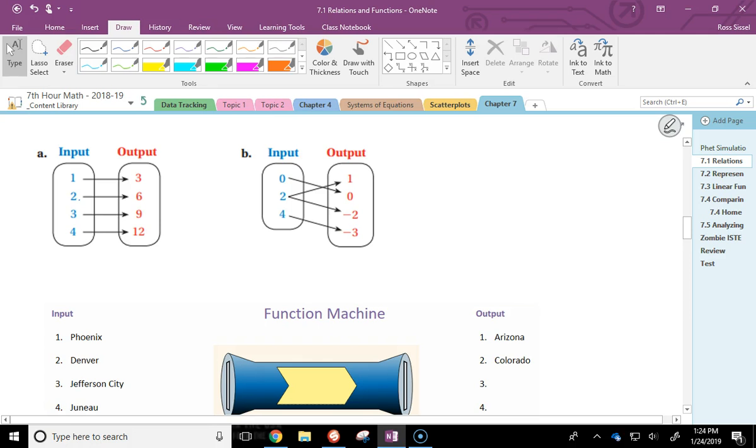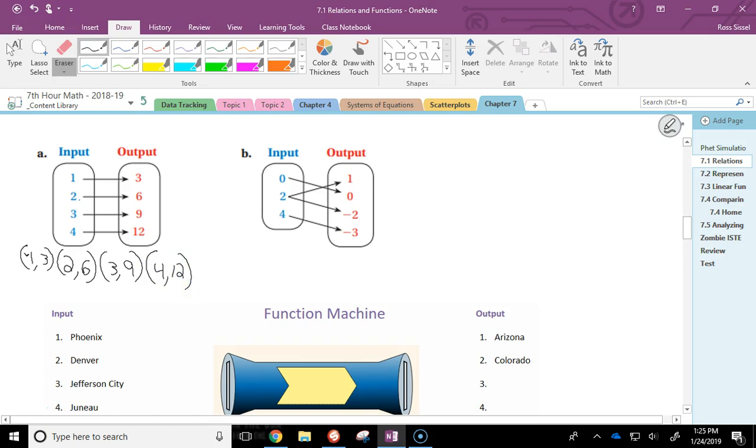They gave me a mapping diagram. On A, I have 1 to 3, 2 to 6, 3 to 9, 4 to 12. Can I write the ordered pairs for this? What is one of my ordered pairs? 1, 3. What would be next? If 1 went to 3, what would be next? 2, 6. Then 3, 9. And what about the last one? 4, 12.